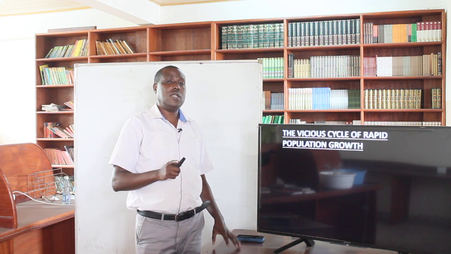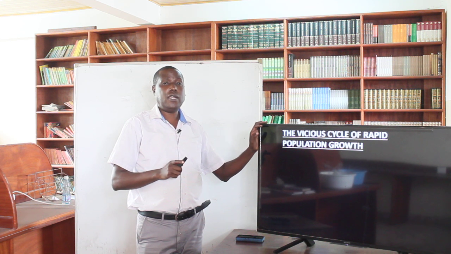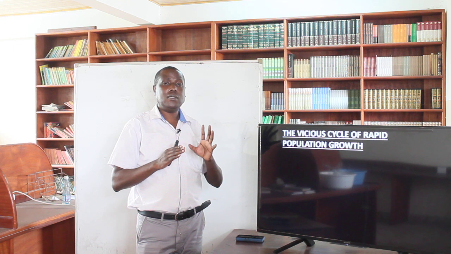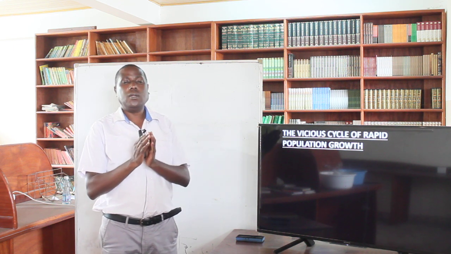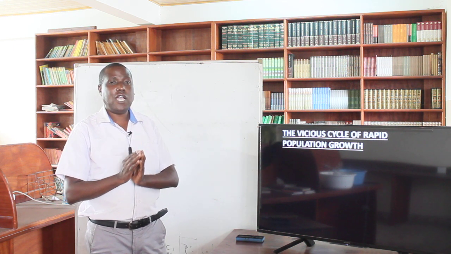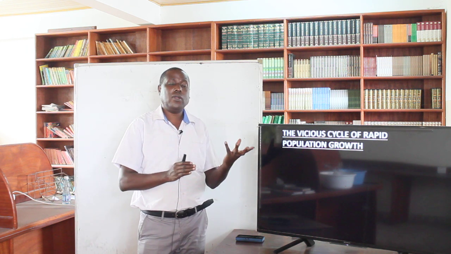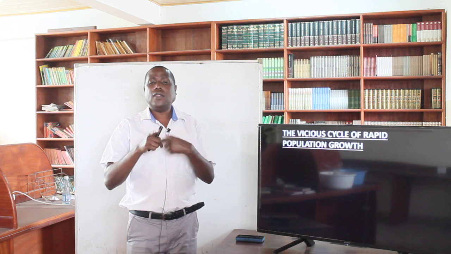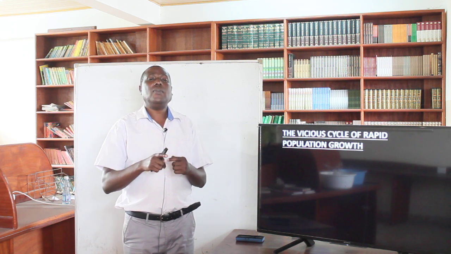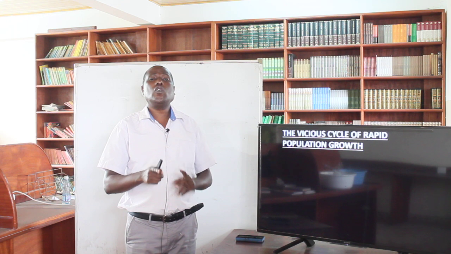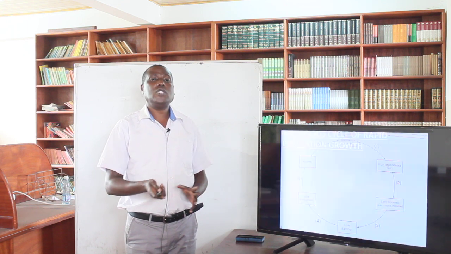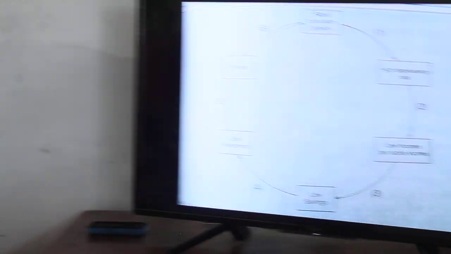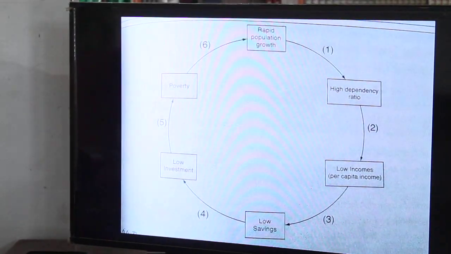So when we start with a high population growth, right, there is a series of events that take place that makes the original problem worse. So we have a problem of a rapid population growth. Population is bigger. It leads to other problems that make population even grow further. This is what we call a vicious cycle of rapid population growth.